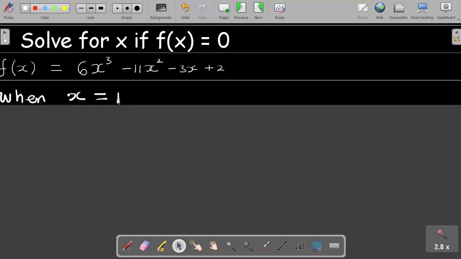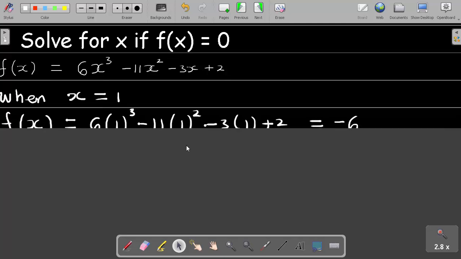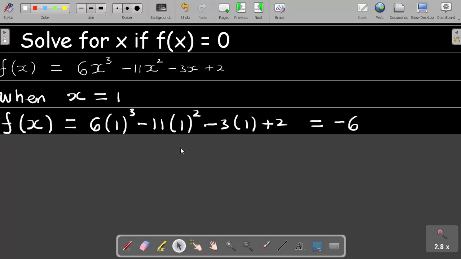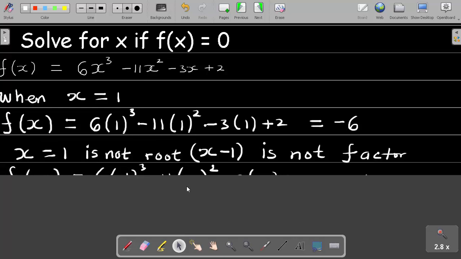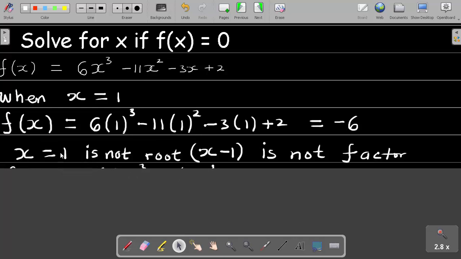Now if I put x equals 1 in my function, what do I get? Check that I'm going to get 6 times 1 cubed minus 11 times 1 squared minus 3 times 1 plus 2. It gives me negative 6. So negative 6 being not a 0, it means that x equals 1 is not a root, and therefore x minus 1 is not a factor.